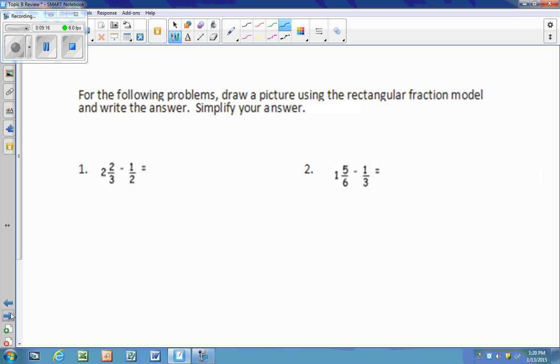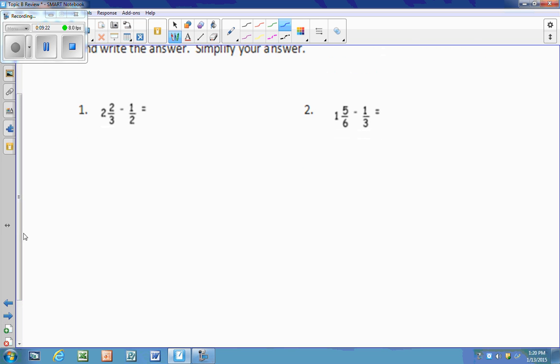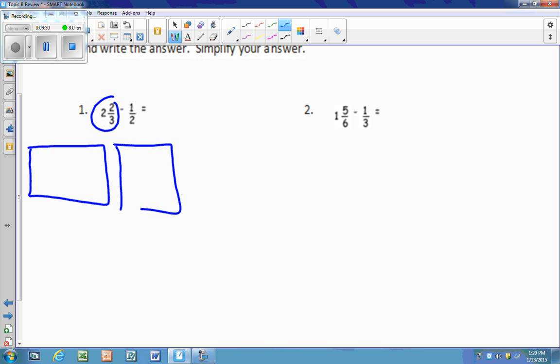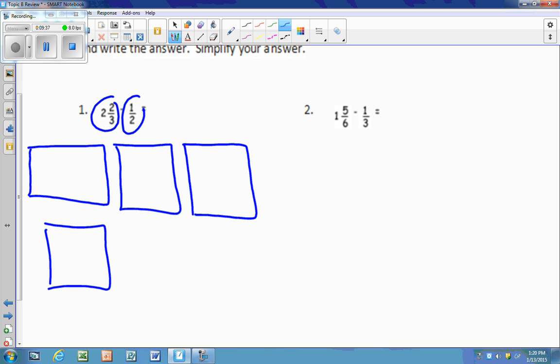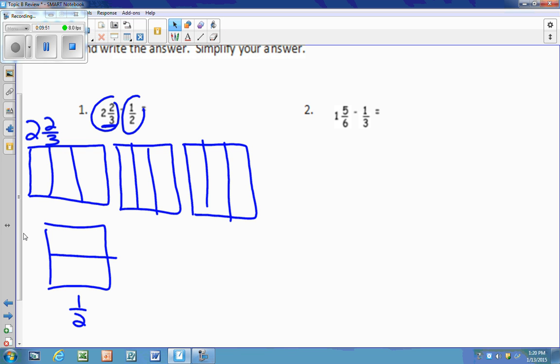Next, it says for the following problems, draw a picture using our rectangular fraction model and write the answer and then simplify. So we have to show these. This is greater than 1. As a matter of fact, it's 2. So we know we need 2 wholes and then another fraction. And then for this fraction, I only need 1. And in order to solve this, we know that we're splitting us up into thirds. So that represents 2 and 2/3 over here. And this one's a 1/2. And we're going to shade it in. 2 wholes, so I have to shade in all of this.